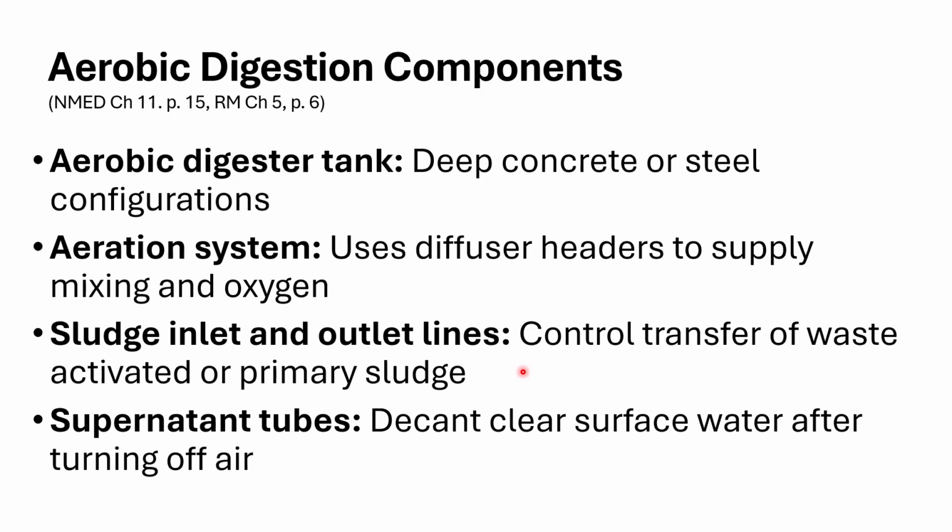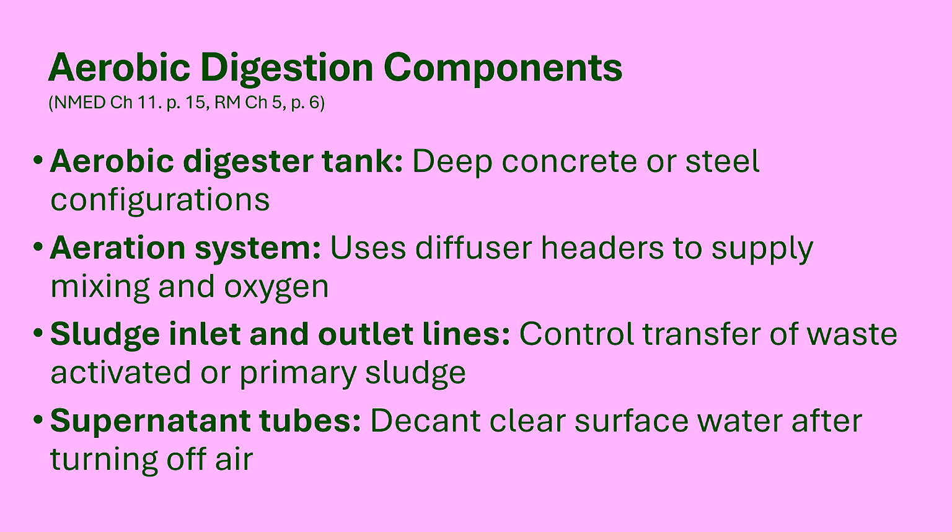We've got an inlet and outlet line for our sludge. Again, we want a slow moving process. It's controlling the transfer of waste activated sludge from the secondary clarifier or primary sludge from the primary clarifier coming into the digester, and then the outlet lines remove the thickened sludge with the higher solids content. The supernatant tubes allow that clear surface water, after you turn off the air, to just flow out of there, and that's how we're going to separate again that bound water.